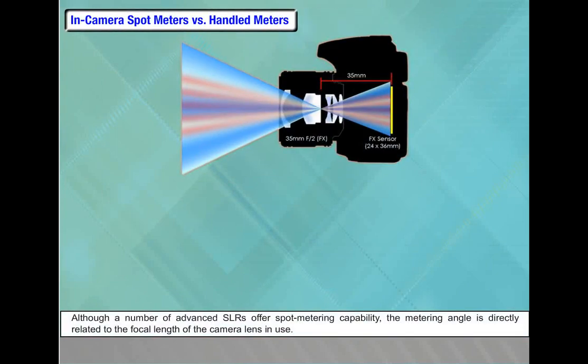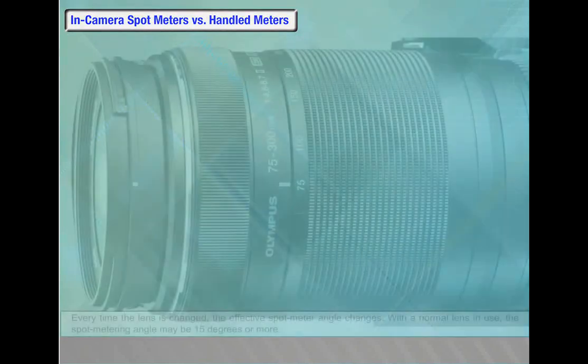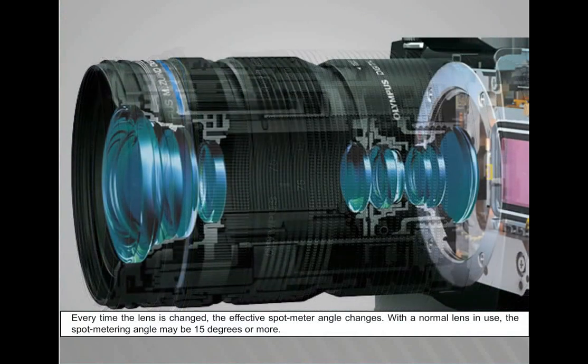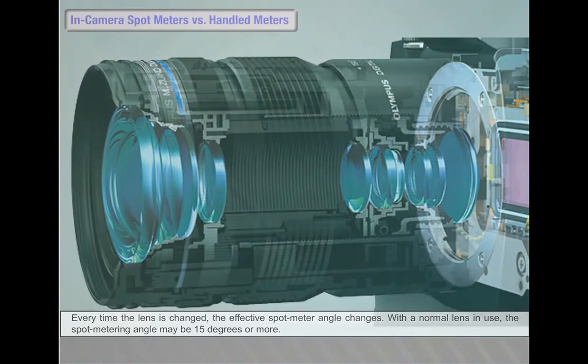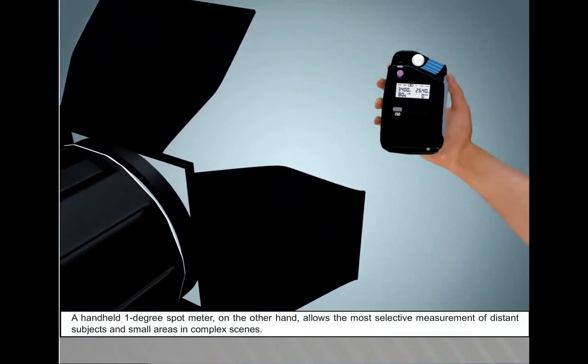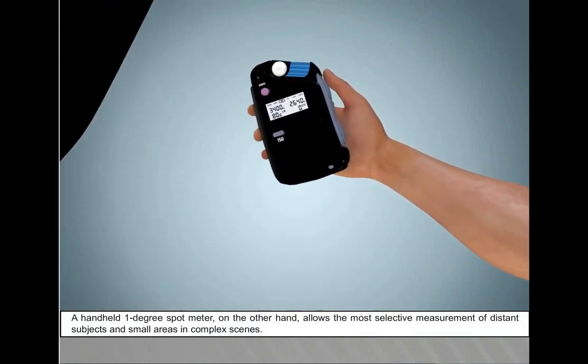In-camera spot meters versus handheld meters. Although a number of advanced SLRs offer spot metering capability, the metering angle is directly related to the focal length of the camera lens in use. Every time the lens is changed, the effective spot meter angle changes. With a normal lens in use, the spot metering angle may be 15 degrees or more. A handheld 1-degree spot meter, on the other hand, allows the most selective measurement of distant subjects and small areas in complex scenes.